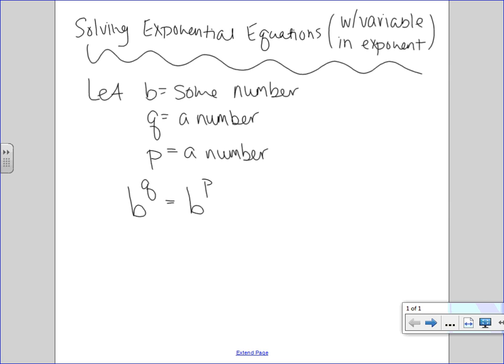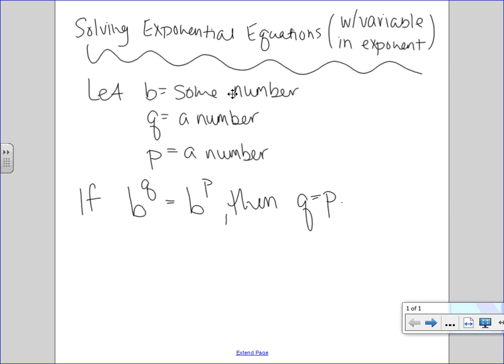Well, hopefully everyone right now is saying, that would mean that q and p are equal. Doesn't that make sense? If I have 2 to one power and I say that's 2 to this other power, those powers have to be equal. So if I tell you that b to the q is equal to b to the p, then it's just common sense that q is going to have to equal p.